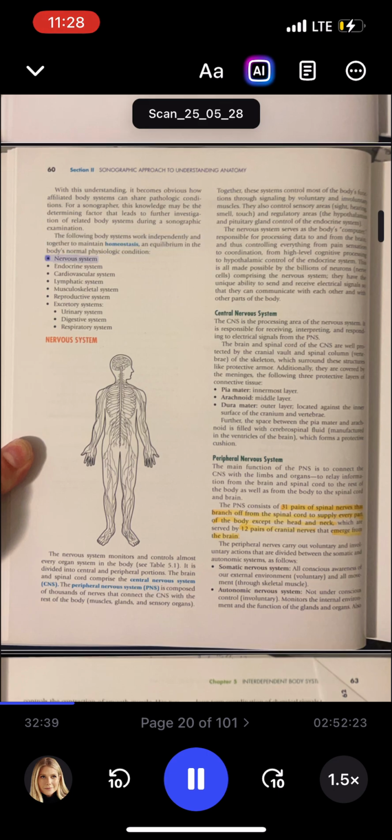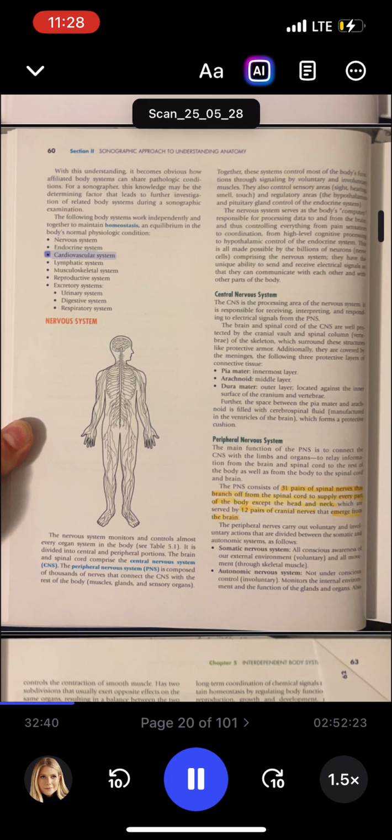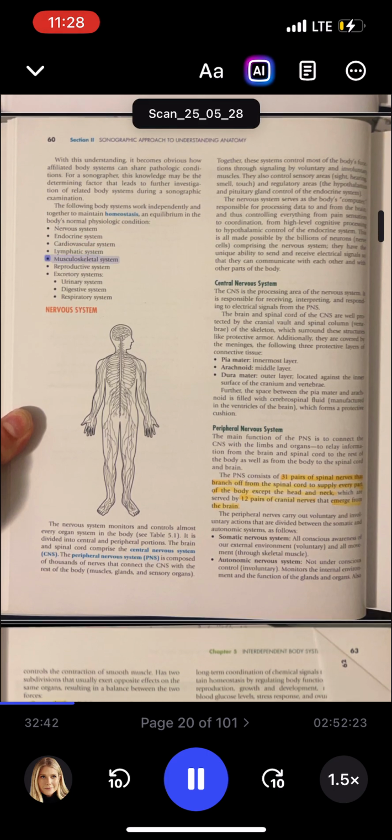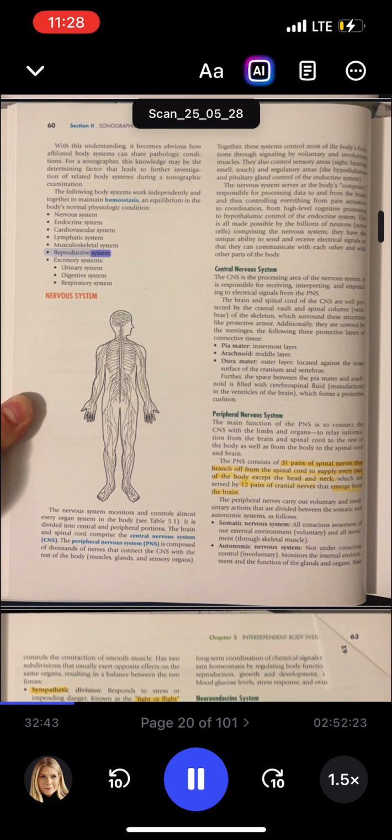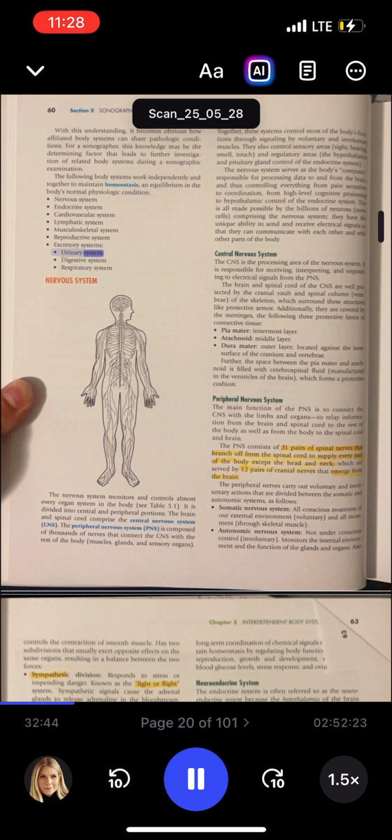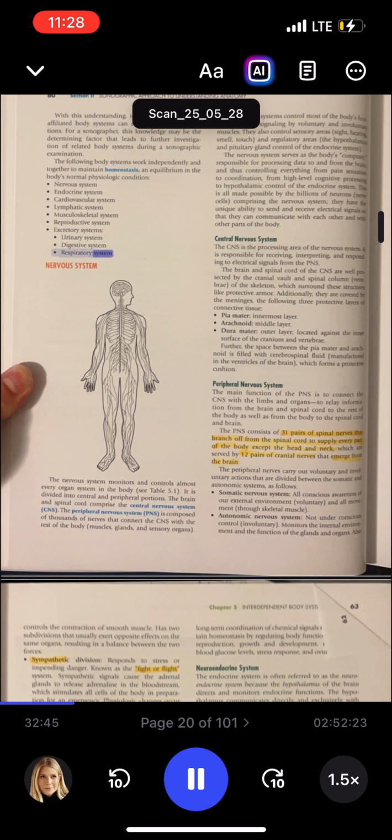physiologic condition: nervous system, endocrine system, cardiovascular system, lymphatic system, musculoskeletal system, reproductive system, excretory systems, urinary system, digestive system, respiratory system.